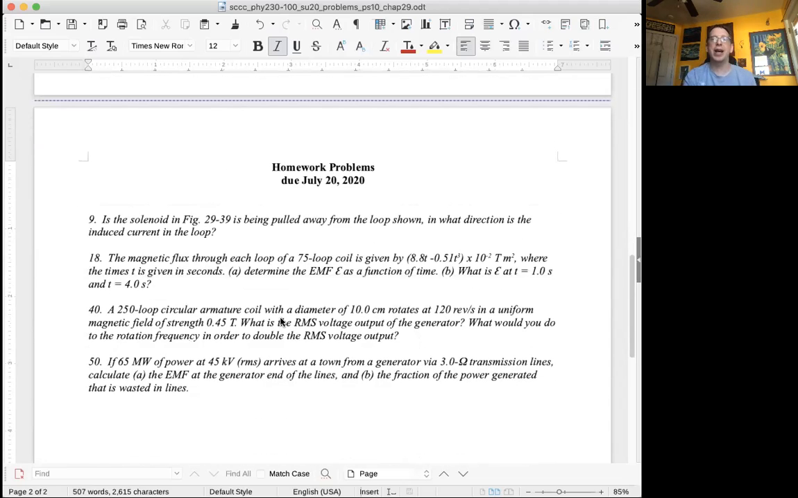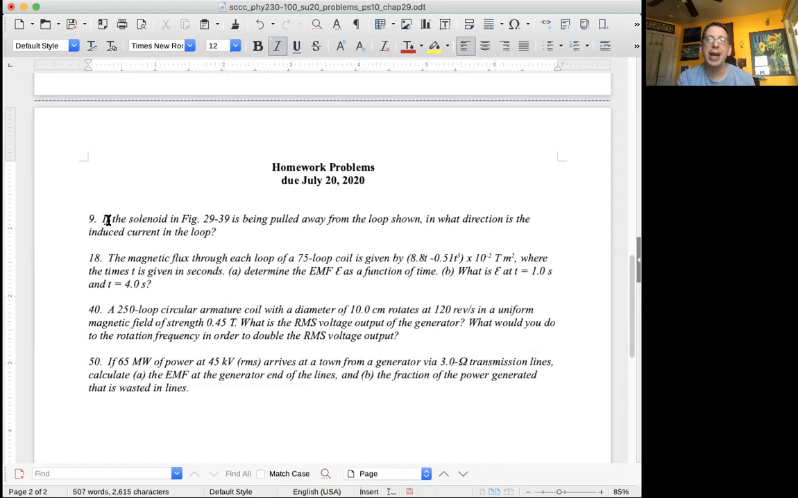We'll start with number 9, and this is a solenoid. If the solenoid is being pulled away from the loop shown, so that's if, not is, in what direction is the induced current in the loop? So again, you're applying Lenz's law.